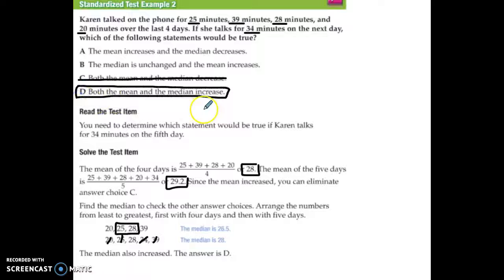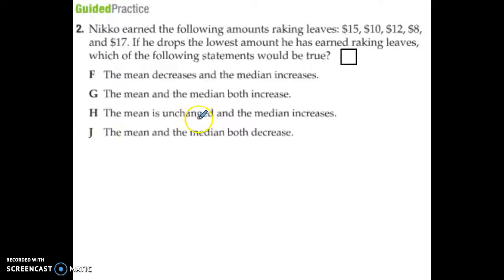Okay, so that's just a way to do a multiple choice one involving mean and median. Okay, here's a guided practice one. But again, I like these. So let's take a look here. Here are the original amounts that he makes raking leaves. If he drops the lowest amount, what will happen? Well, I think we probably have a pretty good idea what will happen, but let's see.